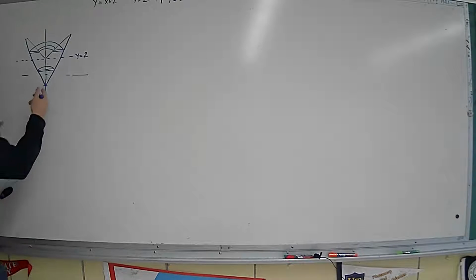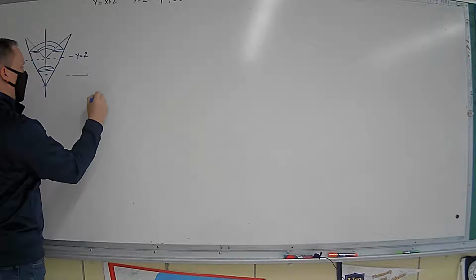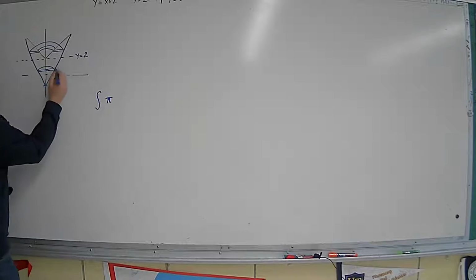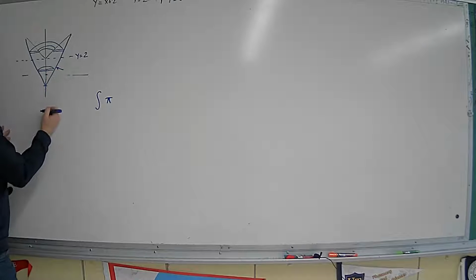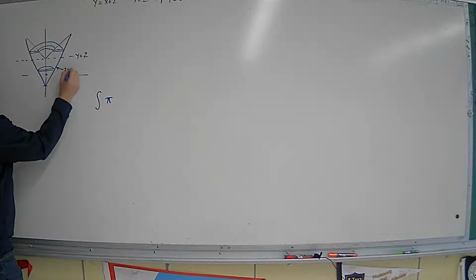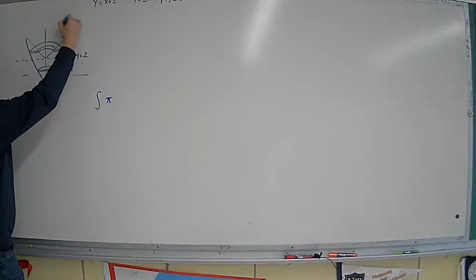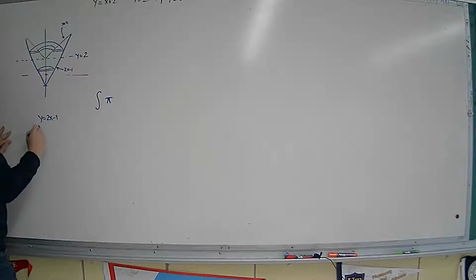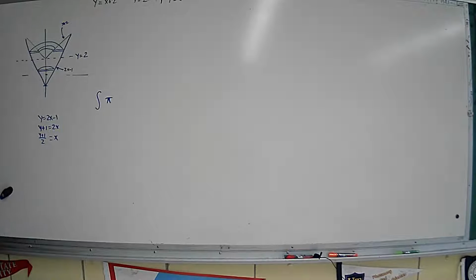All right, so the first one is going to be pi r. Now the r, what's this line right there? That one's 2x minus 1, right? And this one is x plus 2. So y equals 2x minus 1. When I solve that for x, I get y plus 1 equals 2x, or x equals (y plus 1) over 2. So that's my radius for this one.